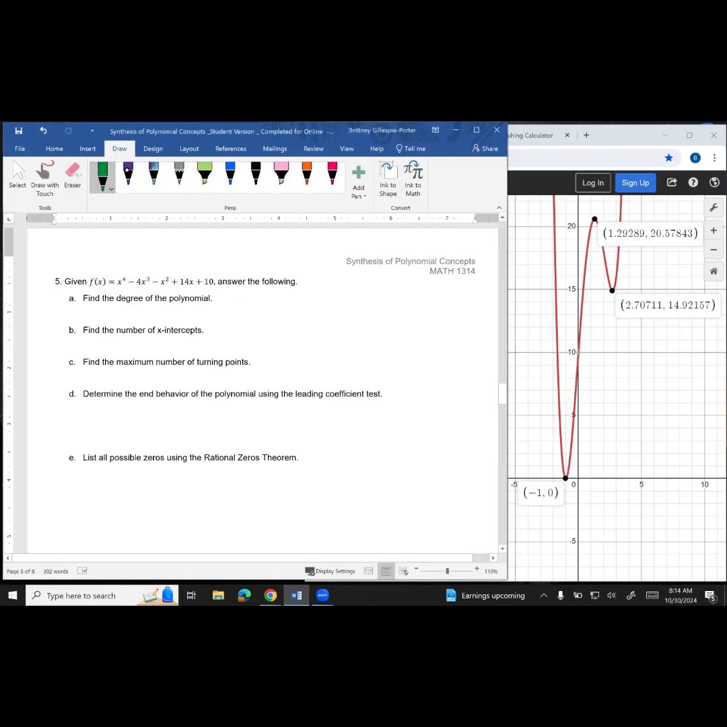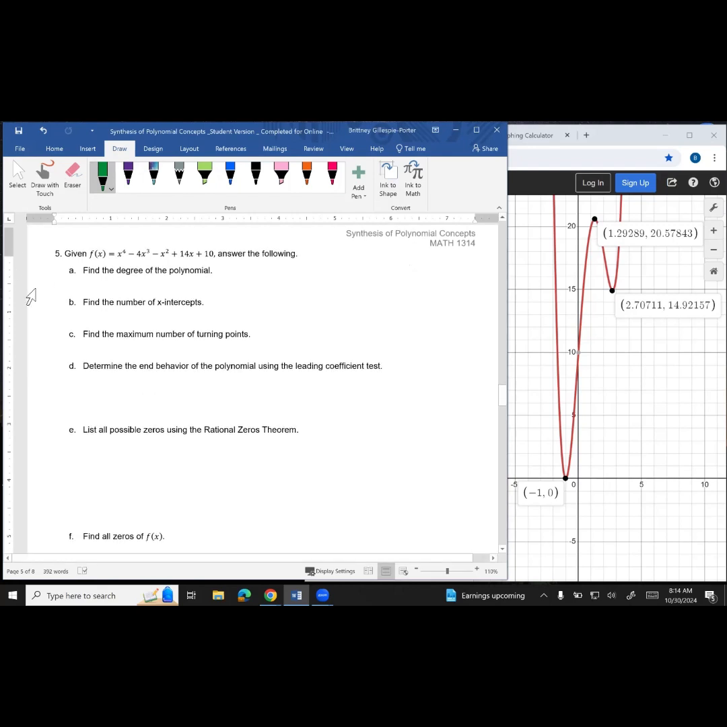All right. Continuing in our synthesis, we're going to start putting together finding characteristics of polynomials and the rational roots theorem. So first, we're given this polynomial. It's in standard form, and we know that because there are no parentheses, there's no multiplication, it's just a string of addition, subtraction.